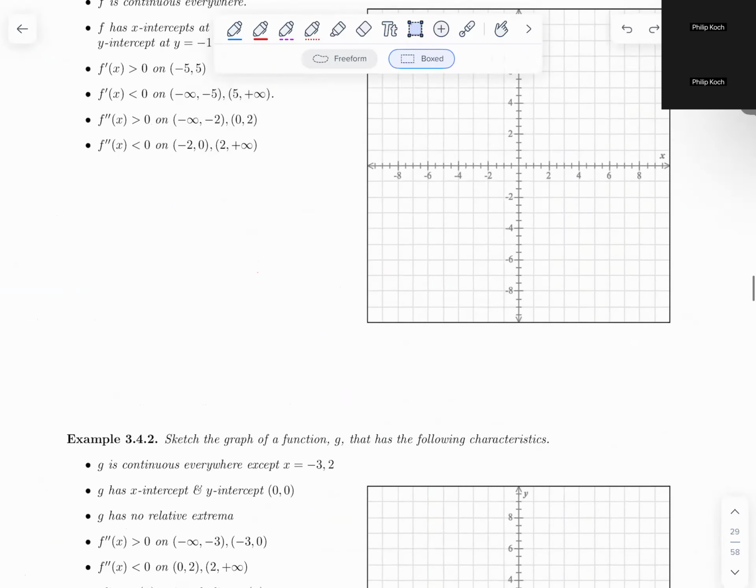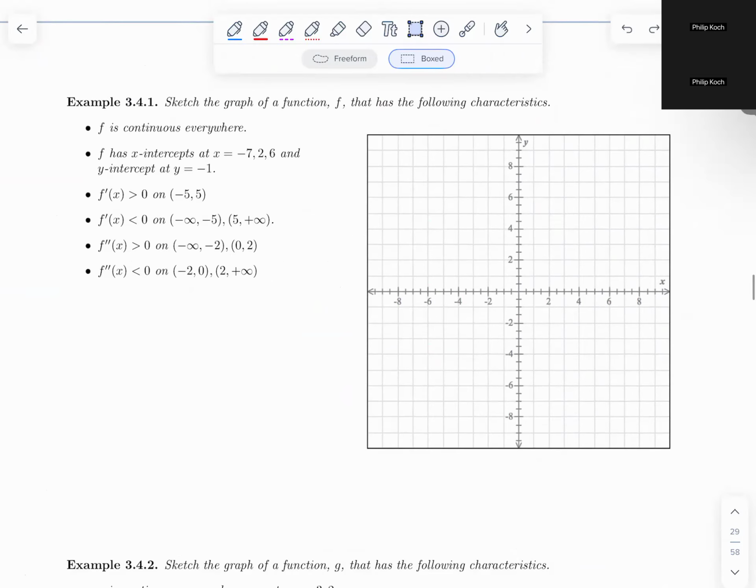So I'm going to go back to these ones for a second. These ones are some of my favorites because I don't have to do any calculations. I just get to use all the information that's given. So it says f is continuous. Sketch the graph of function f that has the following characteristics. So instead of doing all the derivative calculating, these ones are specifically dealing with all the important stuff that you find from the derivatives. So it's continuous everywhere.